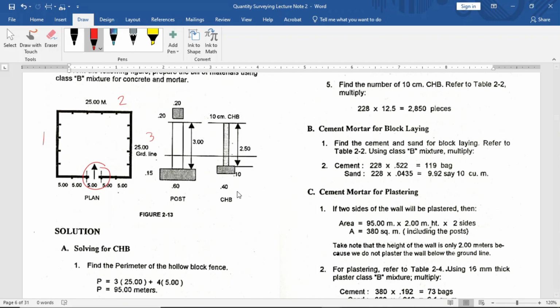See figure. Ito yun, no? Diba? Along dito, 1, 2, 3, 4, 5, 6. 1, 2, 3, 4, 5, 6. So, 12. Hanggang dito, 1, 2, 3, 4, 5, 6. 1, 2, 3, 4, 5, 6.